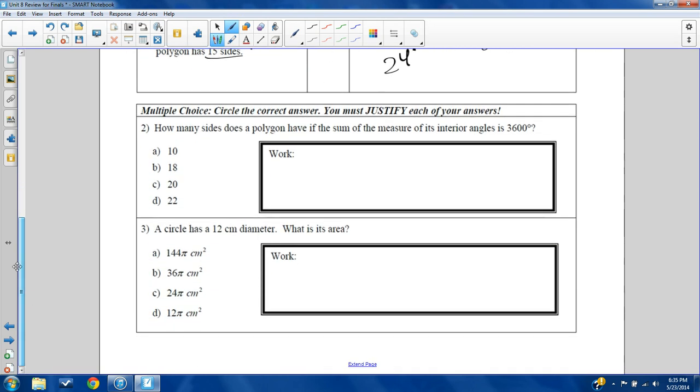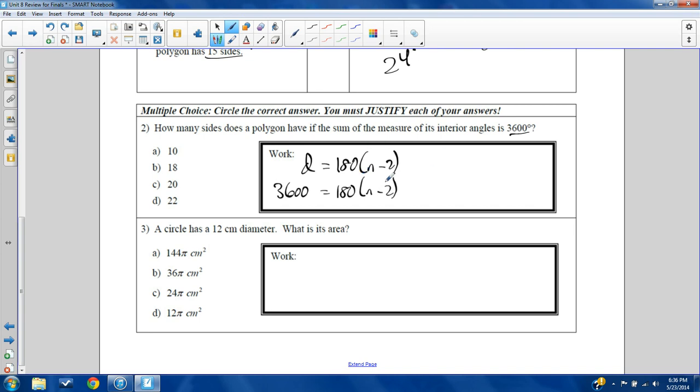Okay, multiple choice. How many sides does a polygon have if the sum of the measure of its interior angles is 3,600 degrees? I'm going to do the work first, then work on it based on that. Or you can guess and check, but I think it's better to just solve for one and then circle it. Using this equation again, you have to make sure that you know what you're looking for. You have the interior angle sum. So we have D, that's 3,600. We have to find out N.